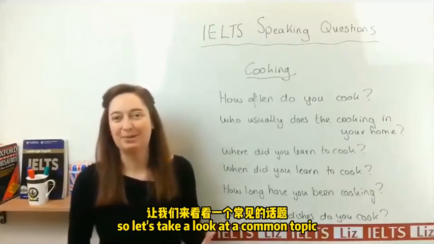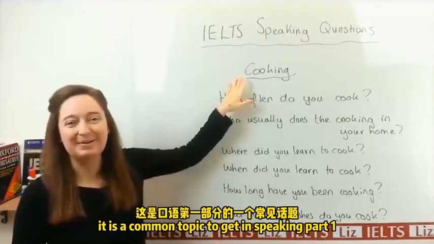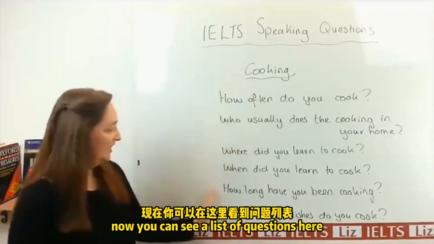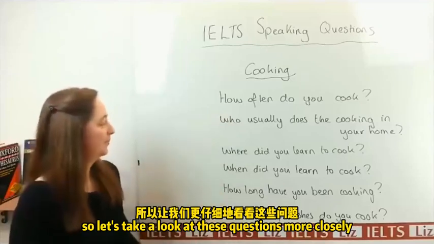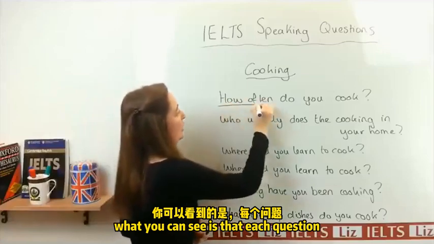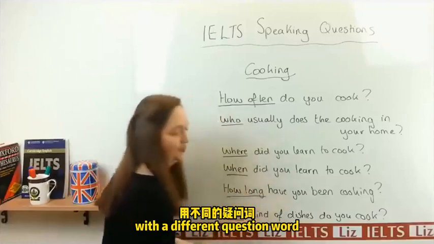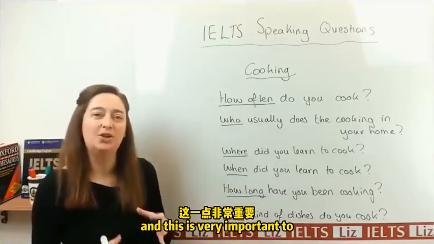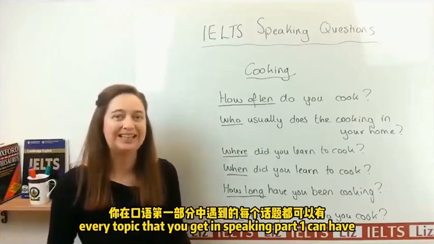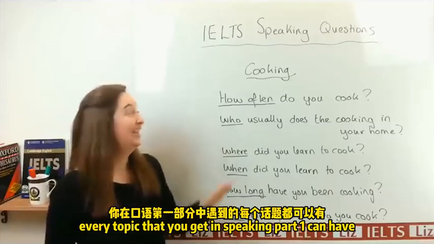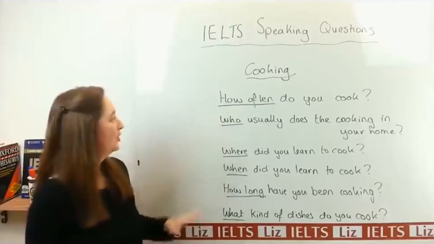So let's take a look at a common topic, and that's the topic of cooking. It is a common topic to get in Speaking Part 1. Now you can see a list of questions here. So let's take a look at these questions more closely. What you can see is that each question begins with a different question word. And this is very important to understand about Speaking Part 1, because every topic that you get in Speaking Part 1 can have questions that start with these question words.